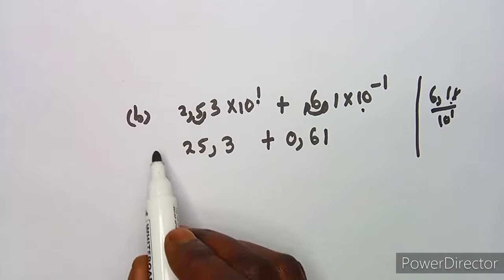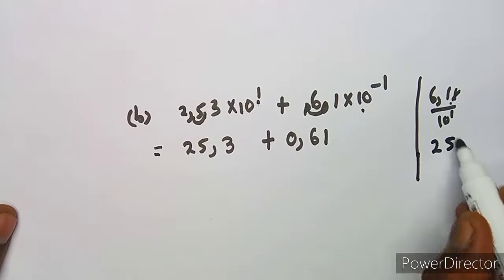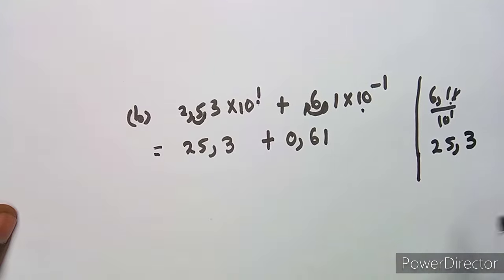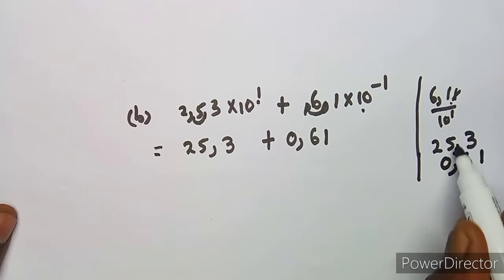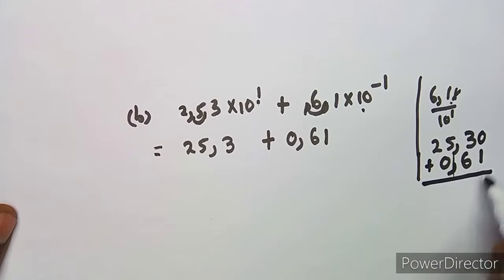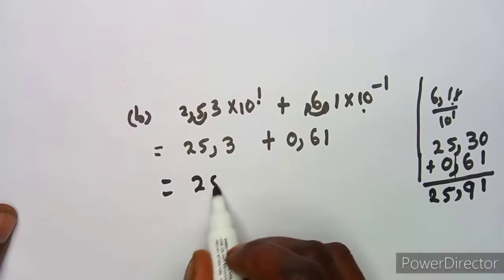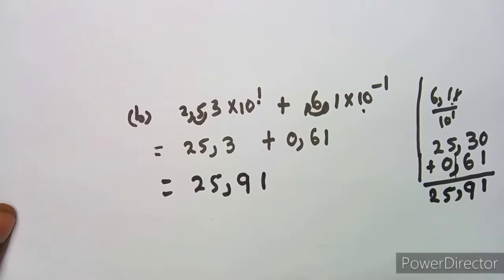When these numbers are in ordinary form like this, it's going to be easier for us to add, because we've got 25.3, which is now added to 0.61. Make sure the commas are in line. This is going to be a placeholder there. So if you add, you're going to have 1 and the comma here, 3 plus 6, which is 9, 5 plus 0, which is 5, and 2, so it's 25.91. So this one, guys, we just add properly.